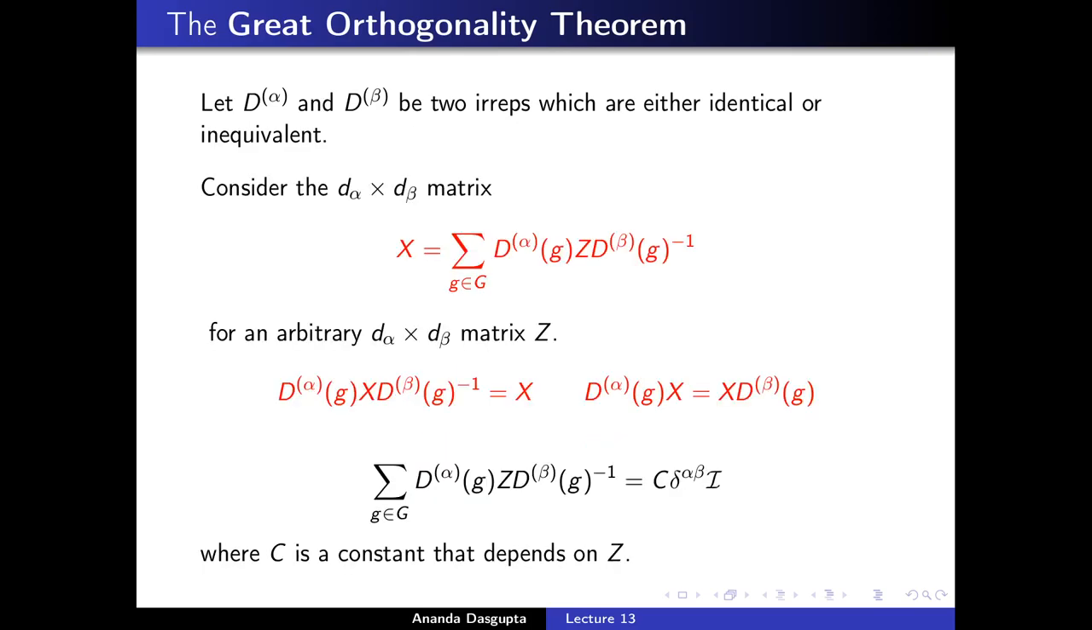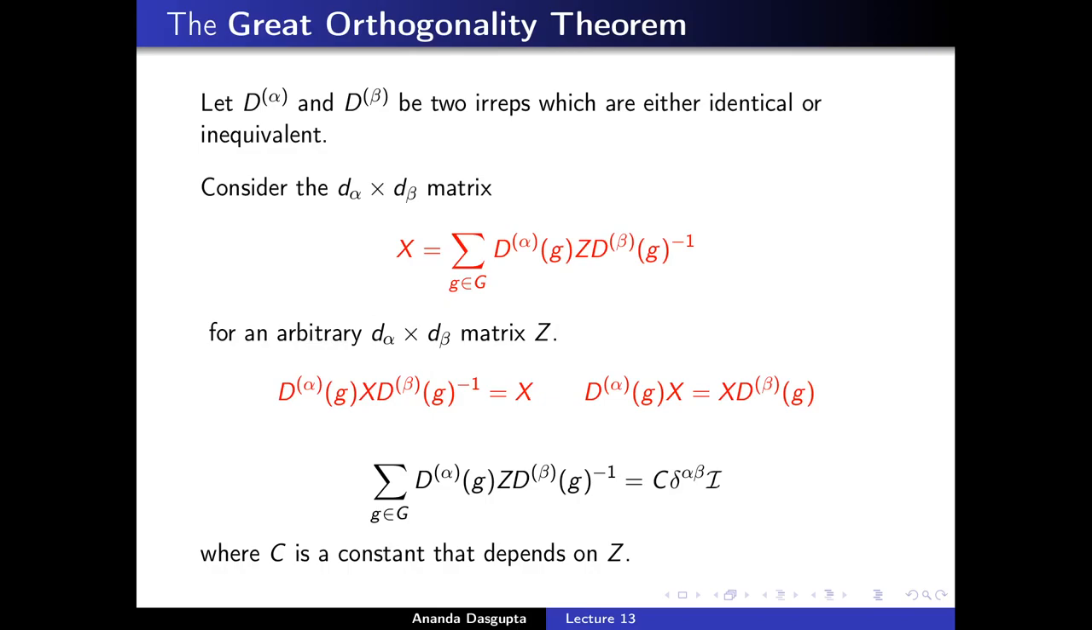Combining the two together, we end up with the statement that x, which of course is the sum over all g belonging to capital G, d alpha g z d beta g inverse for some small d alpha by small d beta matrix z, this must be equal to delta alpha beta, which makes the thing vanish when alpha is not equal to beta, times the identity matrix times C, some constant which depends, of course, on your choice of the matrix Z.